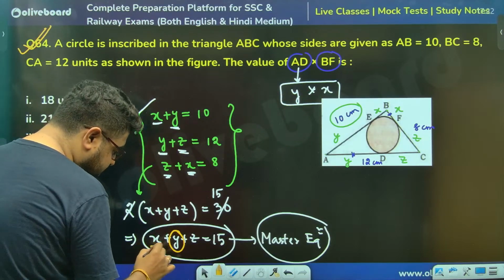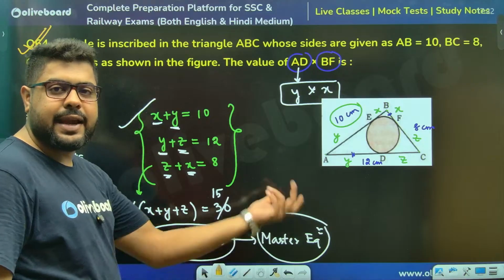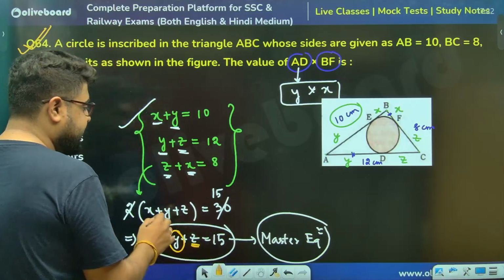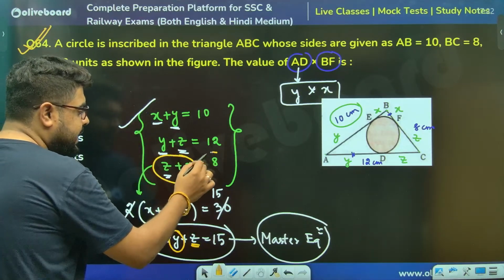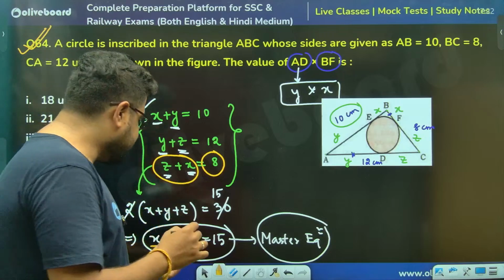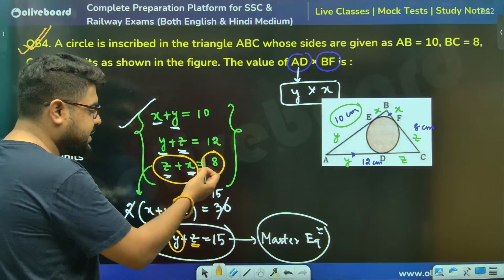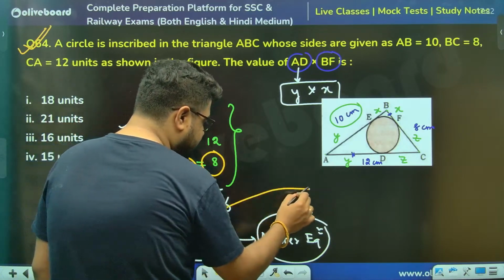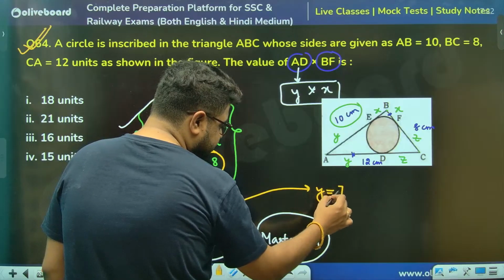If I can somehow subtract X and Z, I'll get my value of Y. X and Z, I know, is 8. So if I subtract 15 minus 8, that will be the value of Y. Y will be 7, sir.